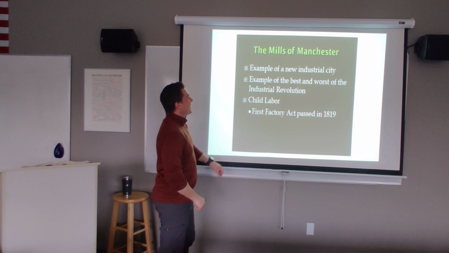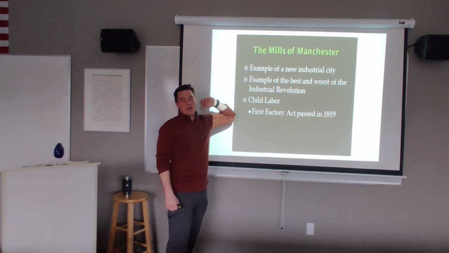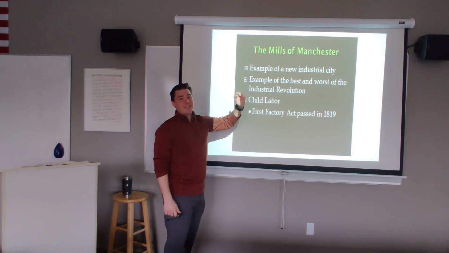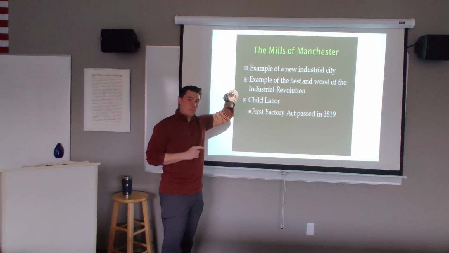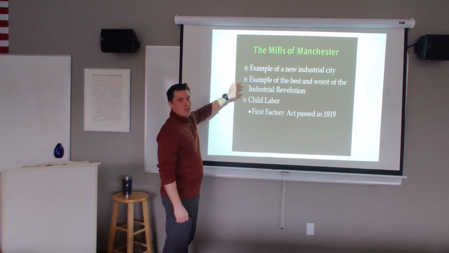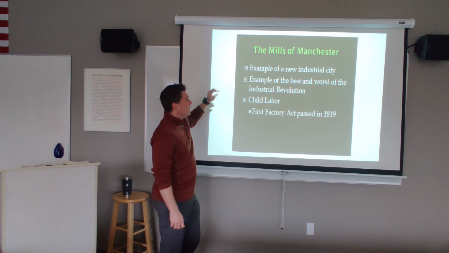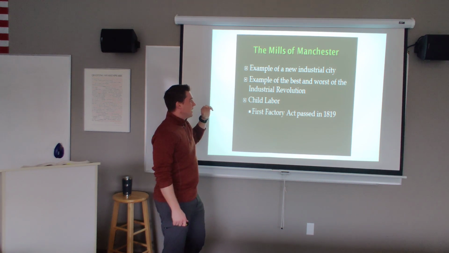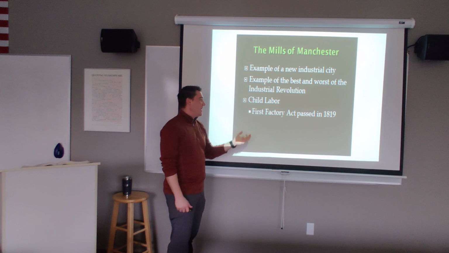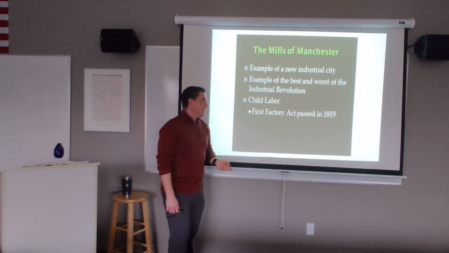You were. But Manchester is where a lot of the manufacturing in England is taking place. It's just to the north of London, and it's kind of in the middle of the island. It's a new industrial city. It's one of the best and worst of the Industrial Revolution. Why? Because of child labor.